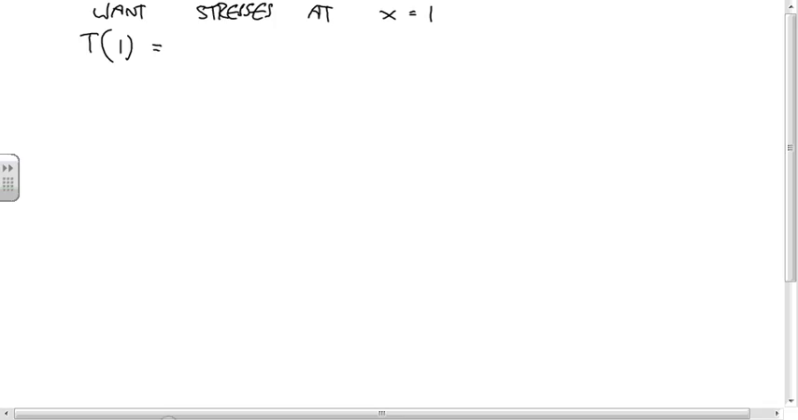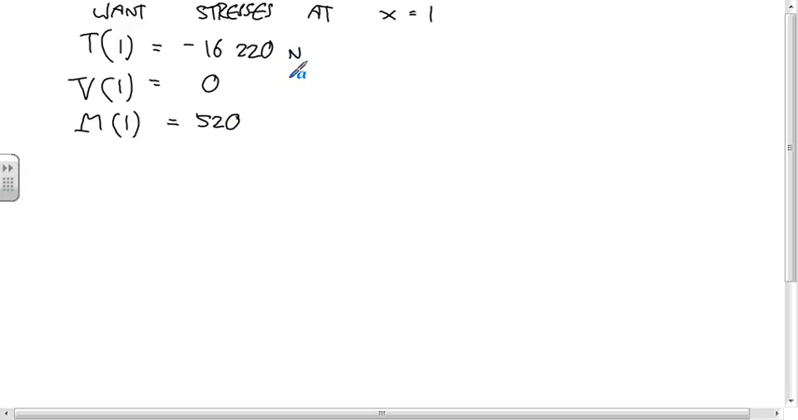$7,220. Negative 7,220. Negative 16,220. And then the shear force and the bending moment. And the units on the tension? Newtons. Shear force? Newtons. And then moment? Newton meters, yep.